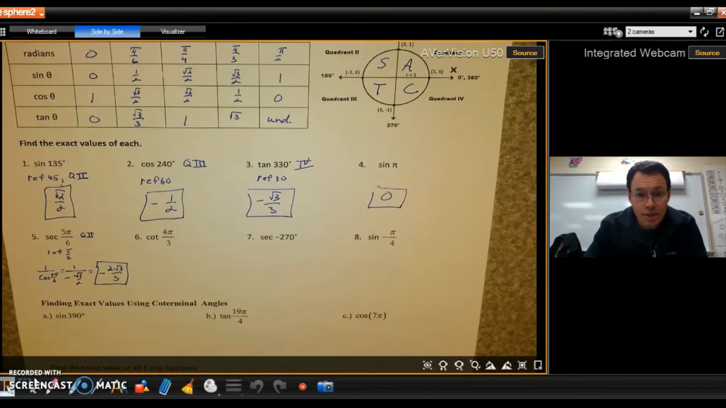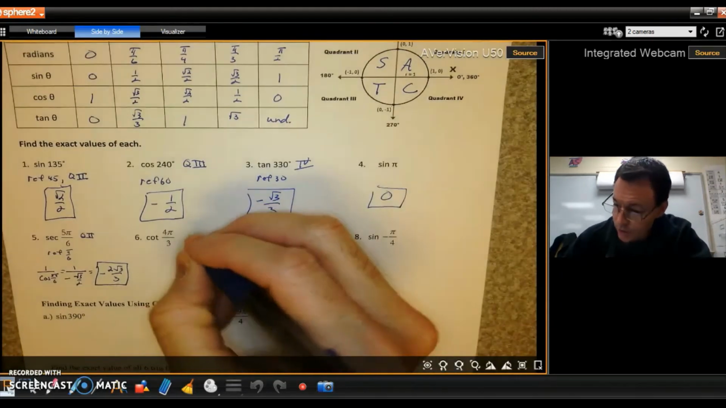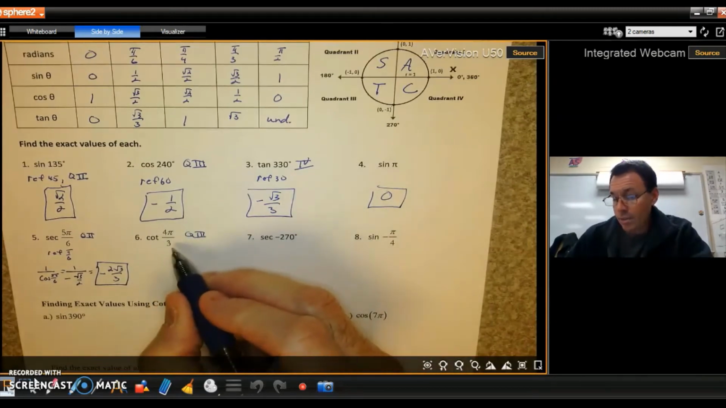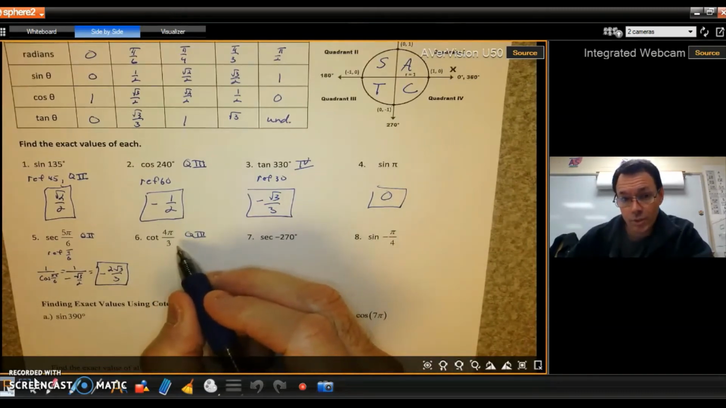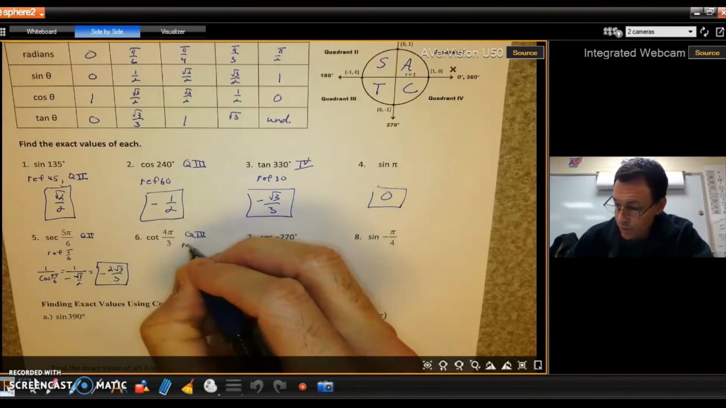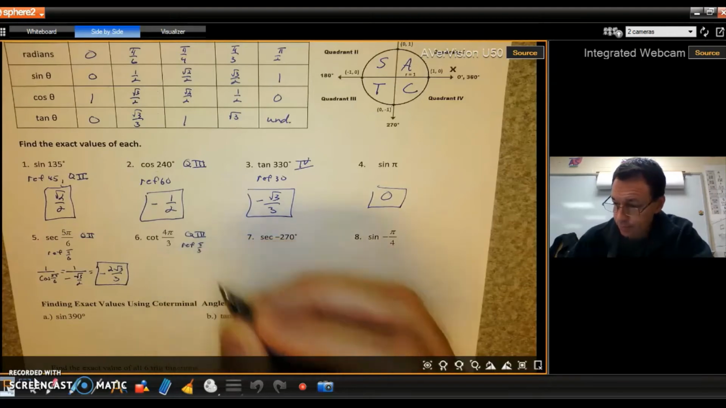So take a look at number 6. What is the cotangent of 4 pi over 3? You're going to do the same thing. You need to know where that angle is. 4/3, you've gone past 1, so you're in quadrant 3. How much into quadrant 3 have you gone? Well, you've gone 1/3 past 1. So our reference angle is pi over 3.